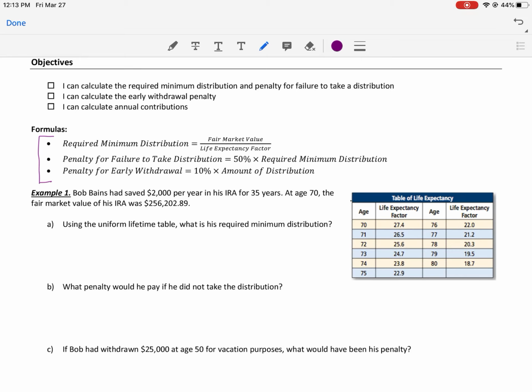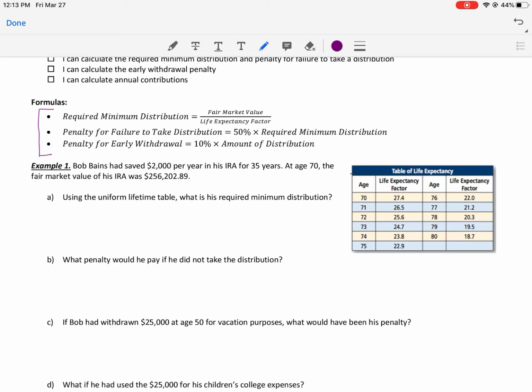Remember, that's the amount that you must take out of your account once you reach a certain age, 70 and a half. Your penalty for failure to take a distribution, so if you're supposed to be taking money out and you don't, and the penalty for early withdrawal. So if you're too young, you're not taking out for kind of what they call legitimate reasons.